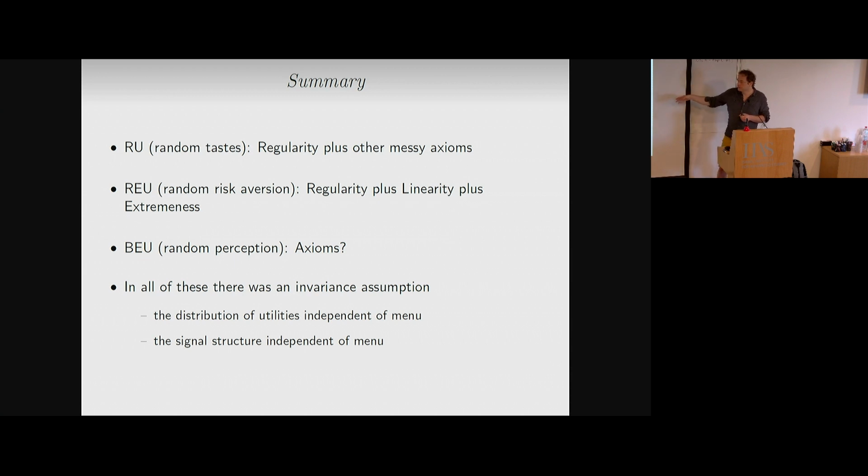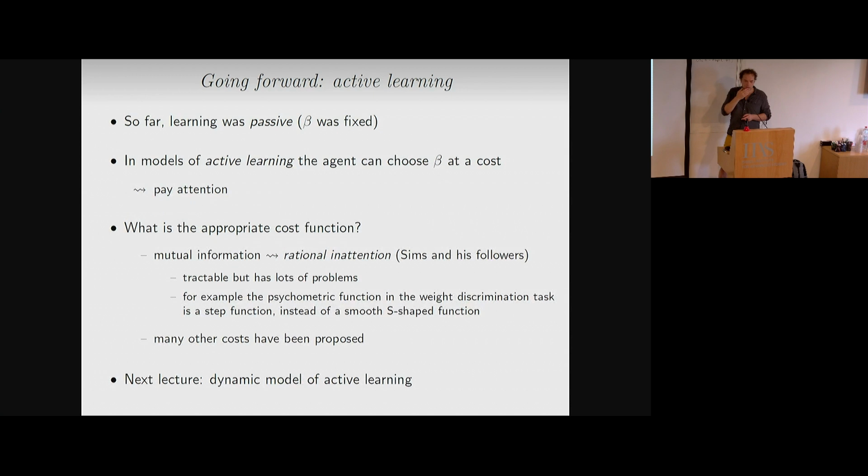In all of these models, there was an invariance assumption. Either the distribution of utilities is independent of the menu, or the distribution of risk aversion is independent of the menu, or the signal structure is independent of the menu. If the signal structure is independent of the menu, we sometimes say this is passive learning, as opposed to active learning, when the agent can choose the signal structure. Paying attention to something more than to something else, that's choosing the signal structure. That's what Mike called efficient coding.